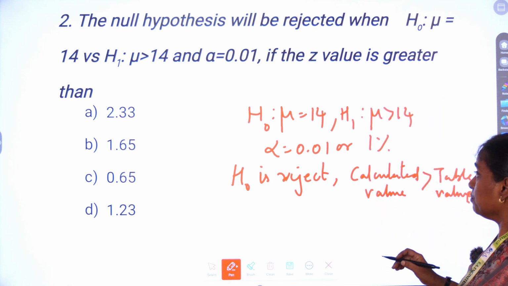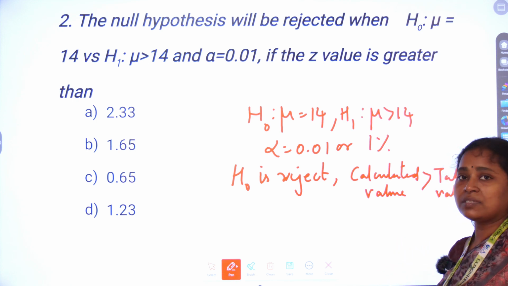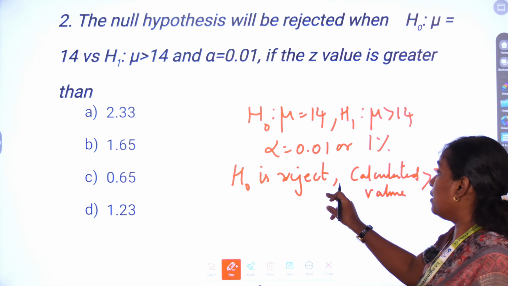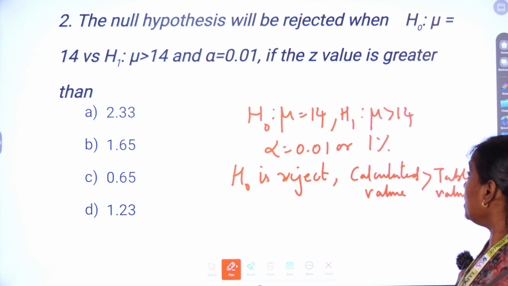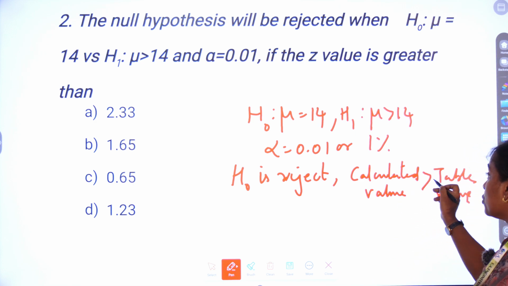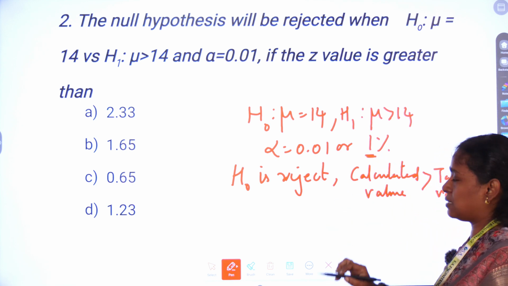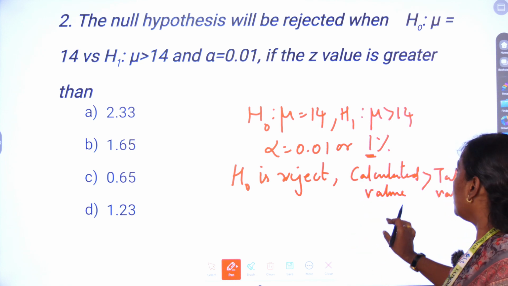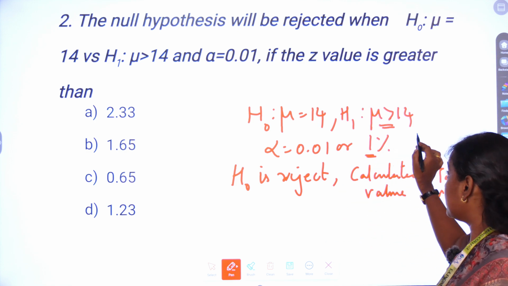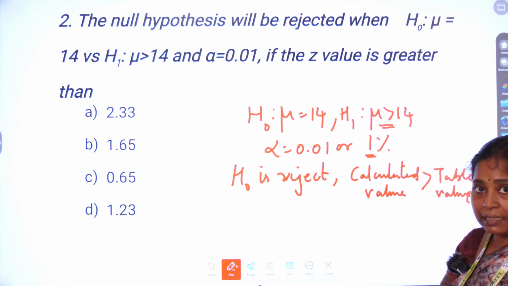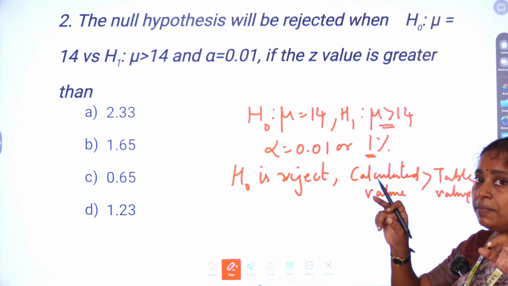Now what they are telling, they have given us H naught, the null hypothesis, the alternative hypothesis, and the level of significance, and they say you are rejecting your null hypothesis. Which means that your calculated value should be greater than the table value. Now if it is 1%, and here it is a right-tailed test, because of greater than, so we got a right-tailed test, and the level of significance is 1%. So what is the value we saw in the table?